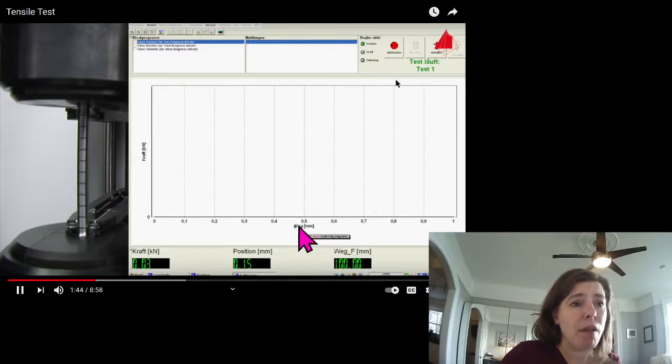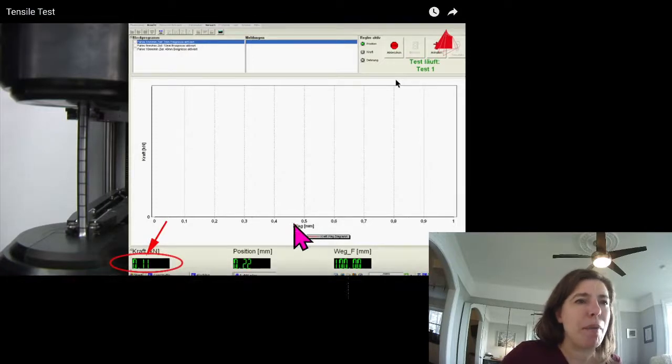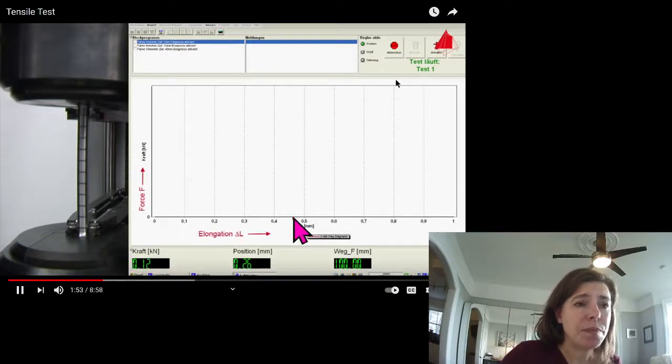The force the test piece opposes to the imposed elongation is recorded and can be seen at the bottom left-hand corner of the computer display. The material behavior can be observed in a force elongation diagram. The force F is being plotted upwards on the vertical axis, and we can convert that to stress.